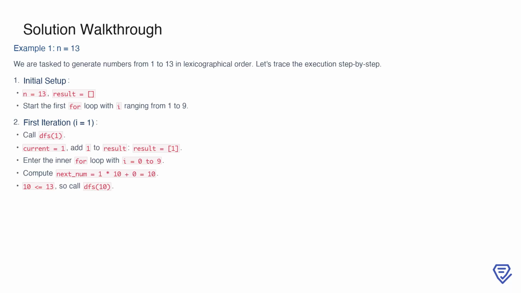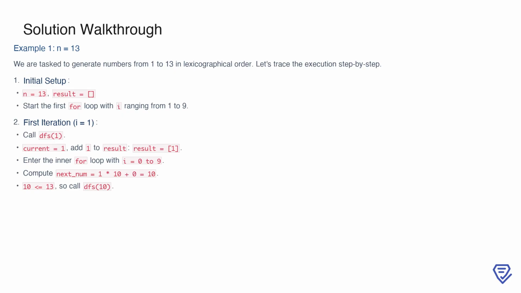Here, we start with an example where n is equal to 13, and our task is to generate numbers from 1 to 13 in lexicographical order. The process begins with an initial setup. We initialize n as 13 and an empty list called result. Then, we enter the first for loop, where the variable i ranges from 1 to 9. In the first iteration, when i equals 1, we call the depth first search function, DFS, with the argument 1.